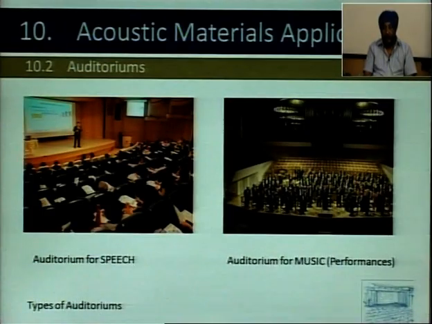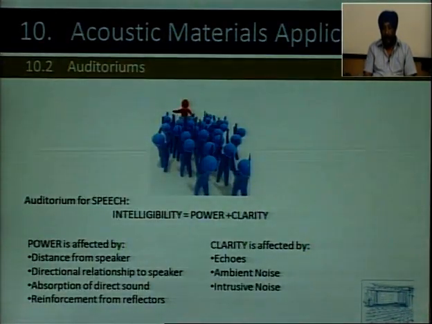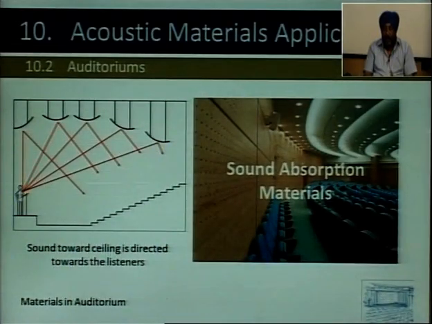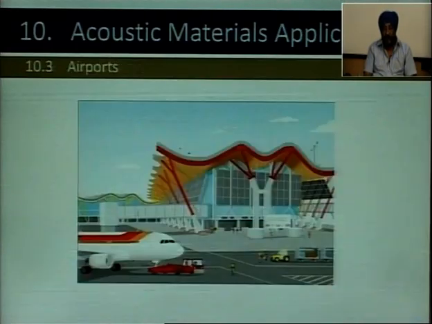So, in auditoriums, like we have auditoriums for speech and for music, the requirement is that you need absolute clarity of sound. So, the ceilings and the walls, as I was telling you, and the fabric on the furniture also, these all are very important things which are going to help us achieve the acoustics of that particular auditorium.